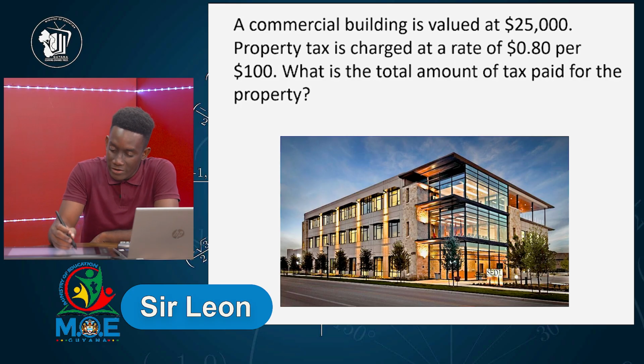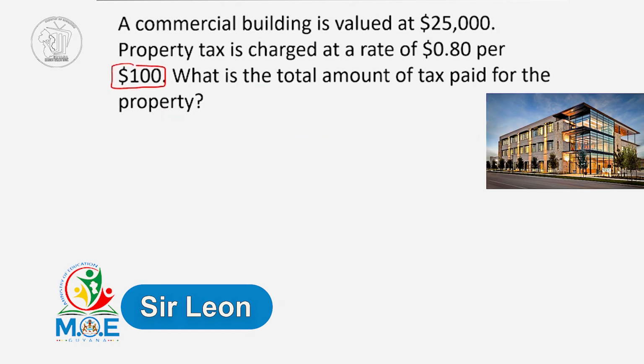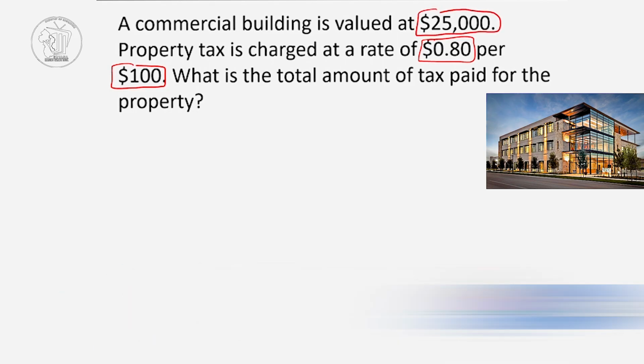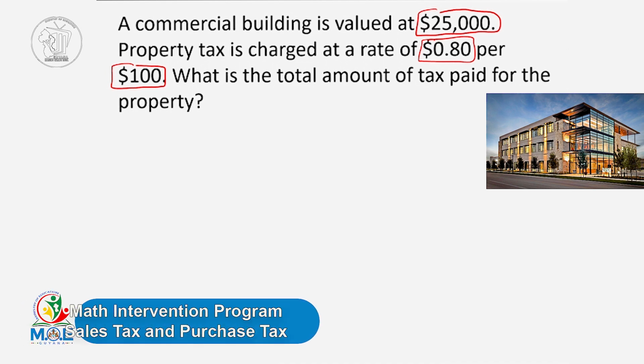So we see for every $100, the commercial building is charged a tax of 80 cents, or $0.80. We want to find the total amount of tax paid for the property. The property is valued at $25,000, so all we need to find is how many $100 we would get in that $25,000. How do we find that? By dividing the $25,000 by 100.